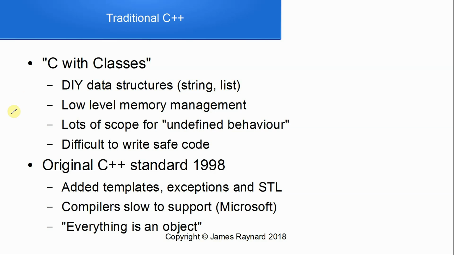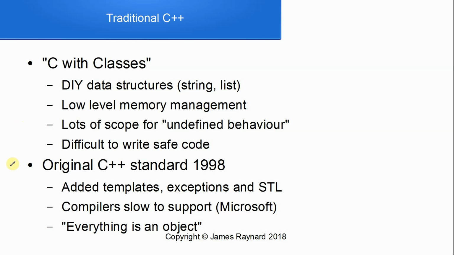So this is all great for writing operating systems, but for writing general applications it's not really very good. There's a lot of very complicated things to master, and if you get any one of them slightly wrong, if you get your memory management wrong, if you forget to initialize a variable, if you step outside the bounds of an array, you get what's called undefined behavior. And that basically means that your program is going to behave weirdly and or crash. Not always in the place where the problem occurred, unfortunately. The result of all this is that C with classes, traditional C++, makes it very difficult to write safe code.